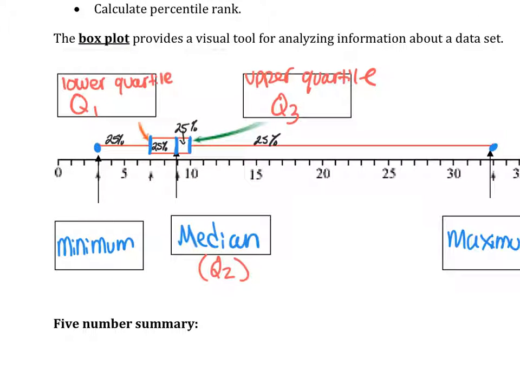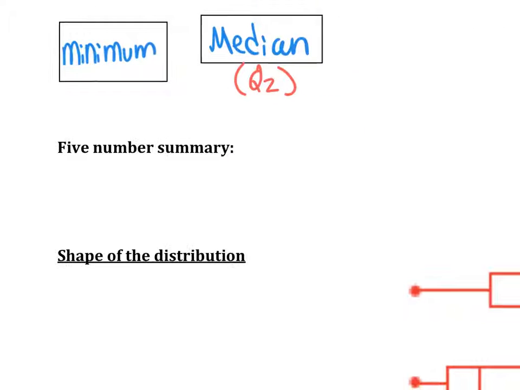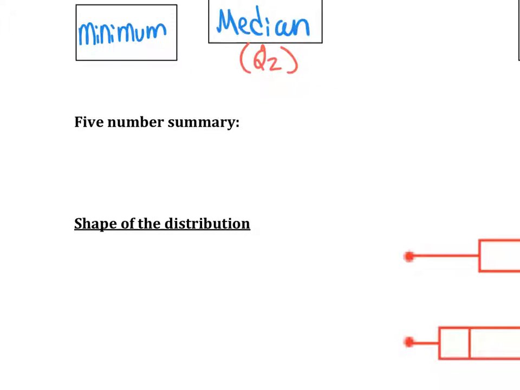Okay, so the 5-number summary, like I said, is made up of these 5 numbers that we use to create the box plot. And you can get this 5-number summary directly from your calculator in the same way that we got the mean and the standard deviation and all that stuff. So the 5-number summary is the minimum, or min x as your calculator likes to call it, Q1, the median, Q3, and the maximum, or max x as your calculator calls it.